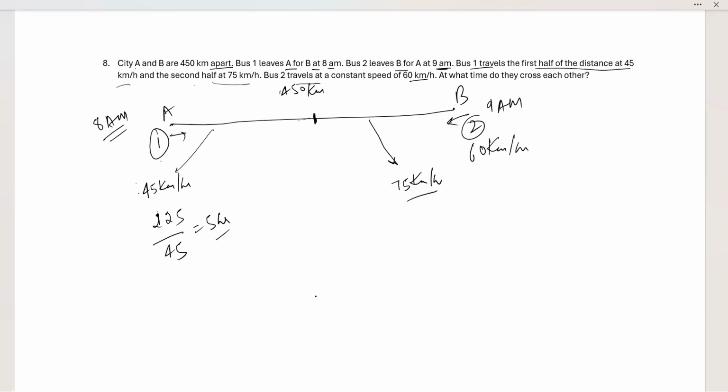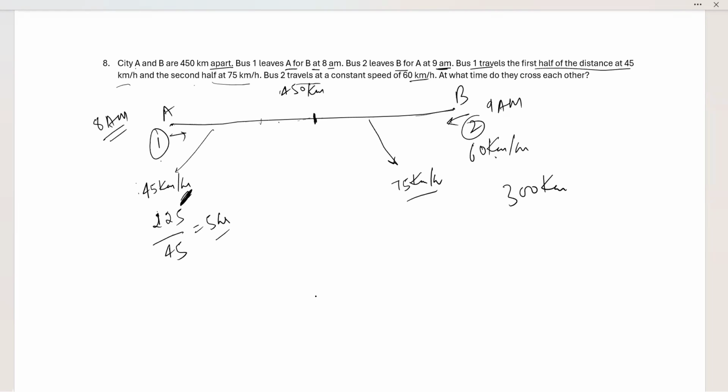And in 5 hours, where will B be? B 5 hours में 60 into 5, 300 kilometers cover कर चुका होगा, which is beyond this point. यहाँ पे कहीं पे आ गया. ठीक है, और ये यहाँ होगा. तो definitely जब A और B मीट करेंगे तो A would be traveling at this speed only. ठीक है. Now you need to find out कि कहाँ पे ये मीटिंग हो सकता है.